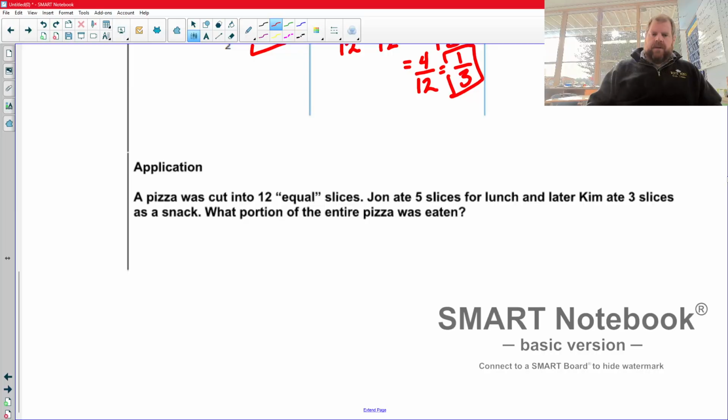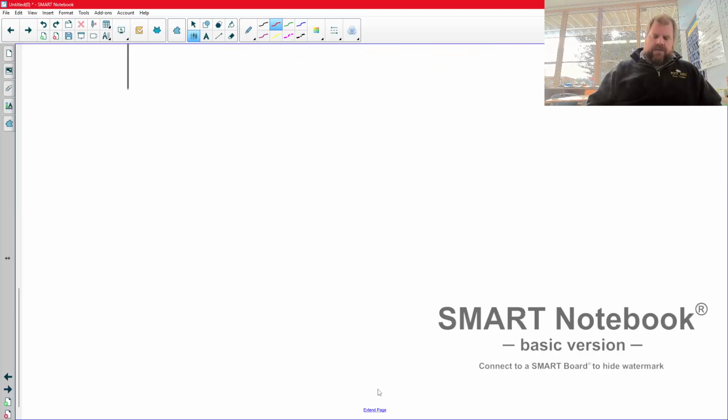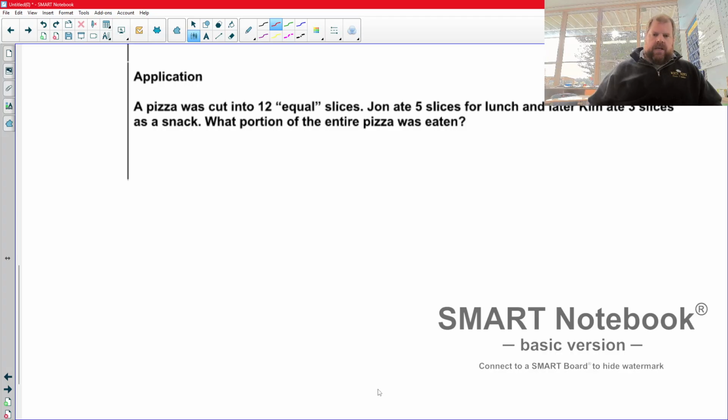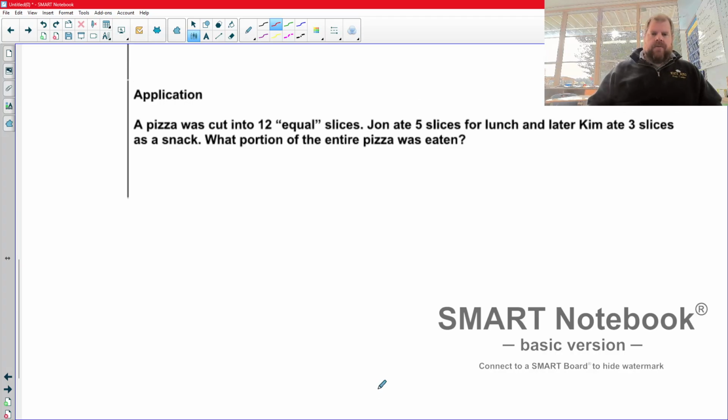Looking at our last problem of the day, it is an application problem. It says that we have a pizza cut into 12 equal slices. I put equal in quotations because I feel like pizza slices are never quite equal. But then it says that John ate 5 slices for lunch. Later, Kim ate 3 slices as a snack. The question here is what portion of the entire pizza was eaten.